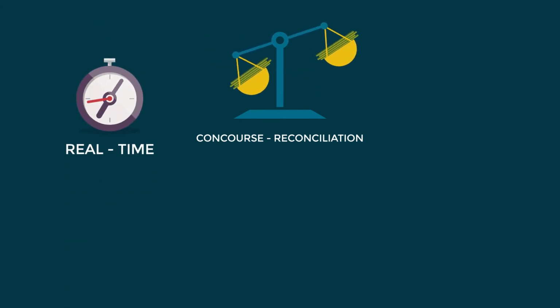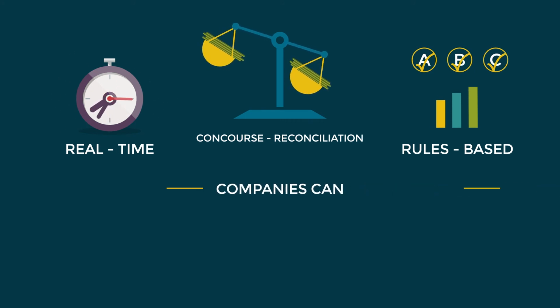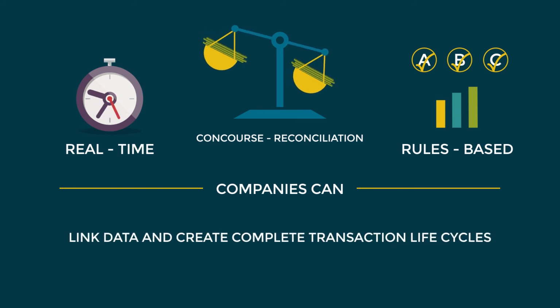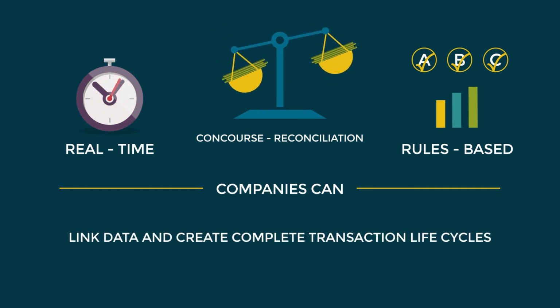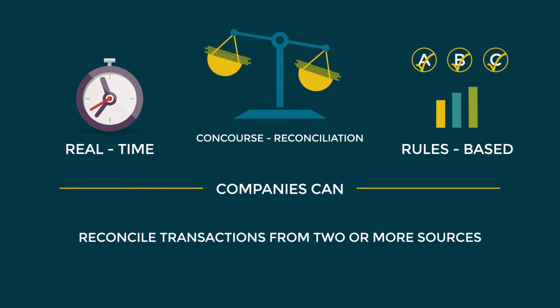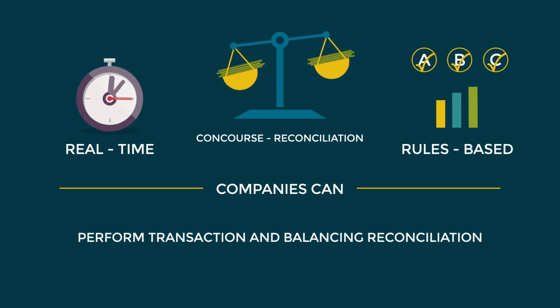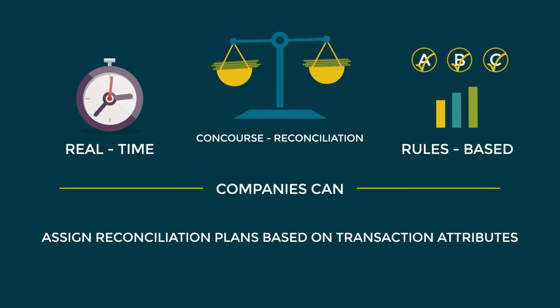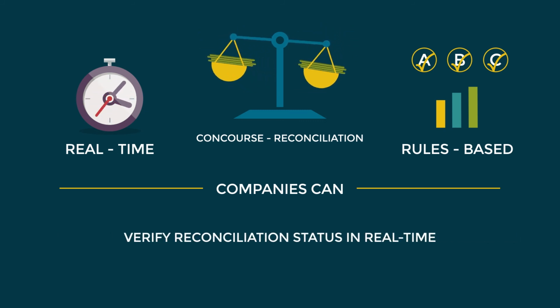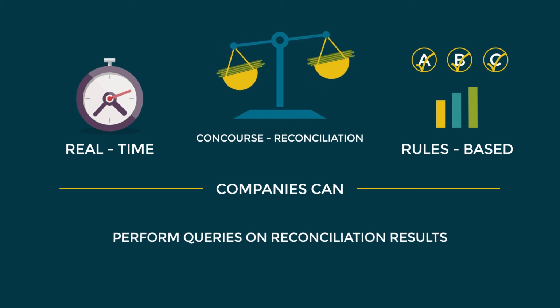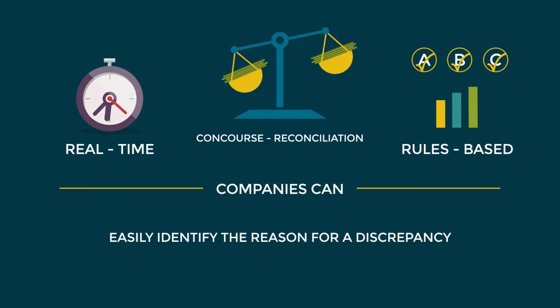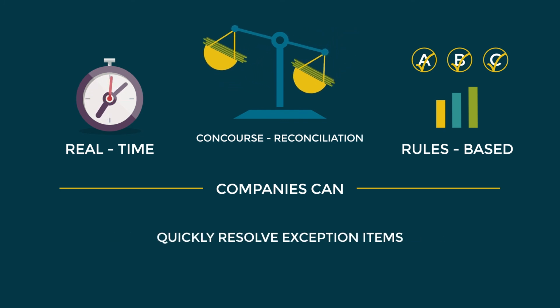By leveraging the real-time, rules-based architecture in Concourse, companies can automatically load data from all transaction sources, link data and create complete transaction lifecycles, reconcile transactions from two or more sources, perform transaction and balancing reconciliation, configure tolerance levels for equivalency checks, assign reconciliation plans based on transaction attributes, verify reconciliation status in real time, perform queries on reconciliation results, easily identify the reason for a discrepancy, and quickly resolve exception items.